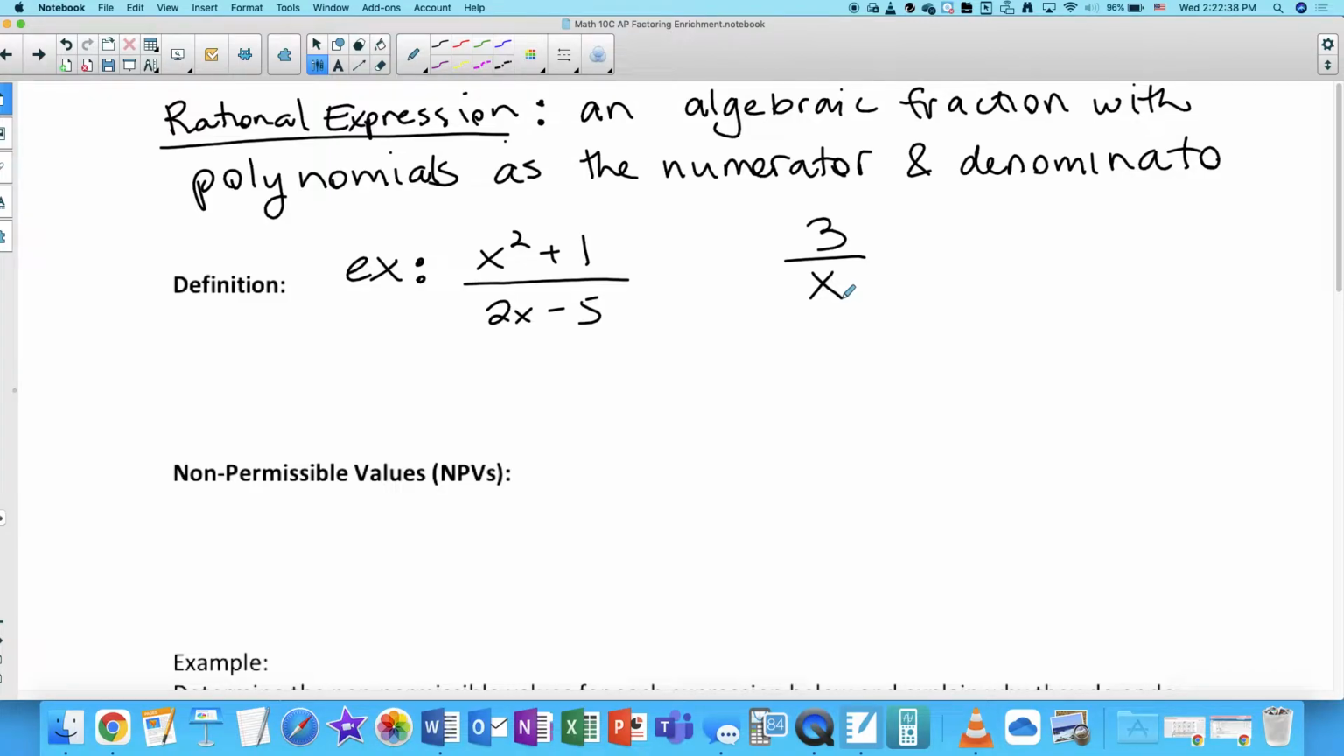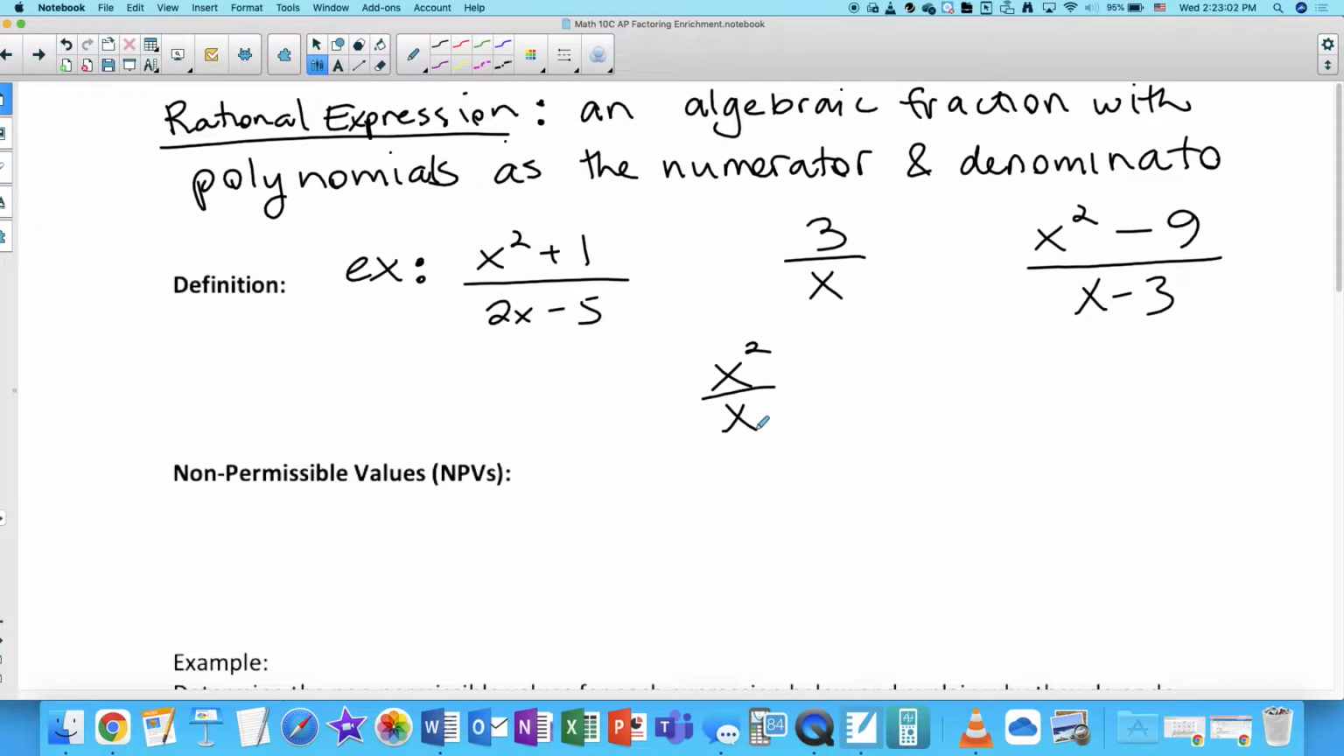All right, let's maybe do one more. That one. That's also a rational expression. Here's another one. That's also a rational expression.